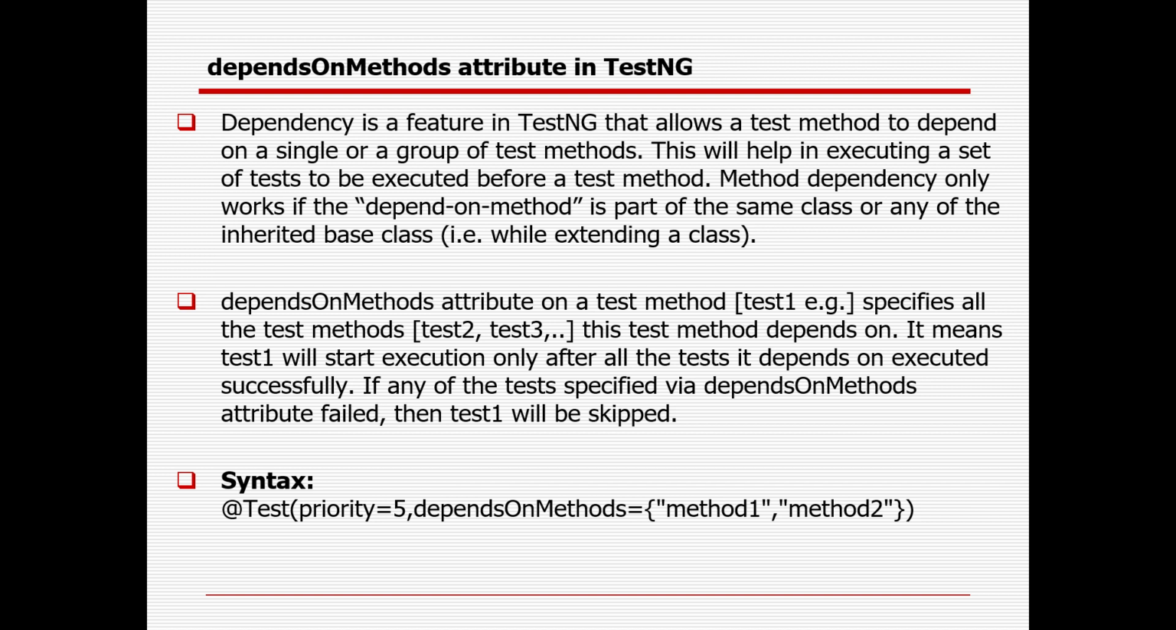Okay, so in case the first thing is not working, the second thing, instead of failing, will simply be skipped. Dependency is a feature in TestNG that allows a test method to depend on a single method or a group of test methods. This helps execute a set of tests before a test method. Method dependency only works if the depends-on method is part of the same class or any of the inherited base classes. So what will be happening?